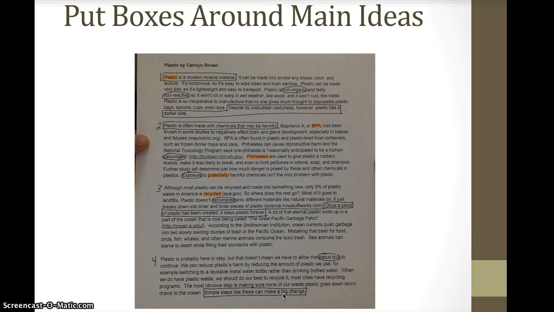But wait, you say, you put boxes around 2 ideas in the first paragraph. That's because in the first paragraph, we have 2 main ideas. This is the main idea for this paragraph, but this is the main idea to the entire essay. This is what we call the thesis of the essay. That's the main idea or the main point that the writer is going to prove.